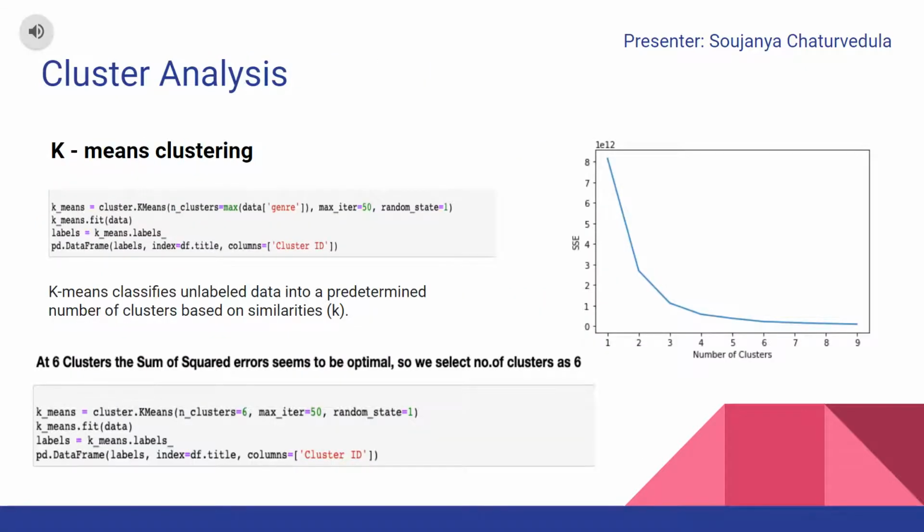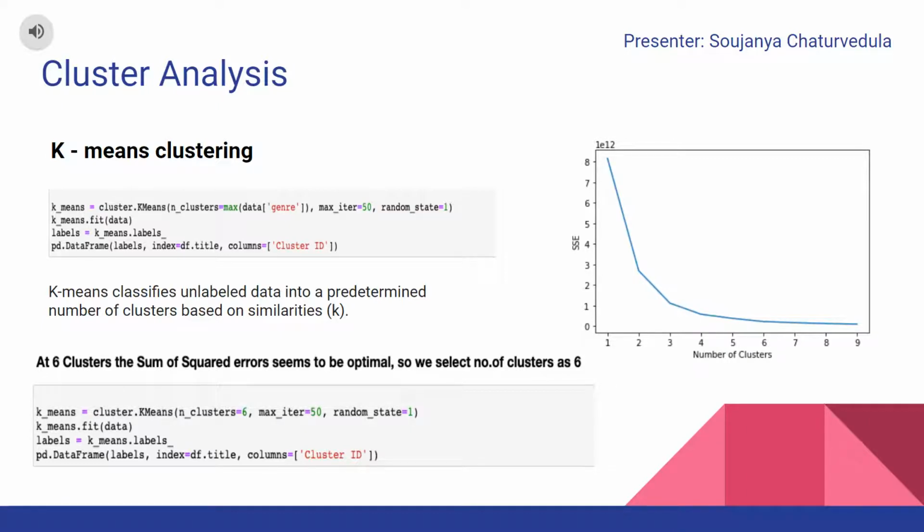Cluster analysis groups set of objects in such a way that objects in the same group are similar to each other than those in other groups or clusters. So as we have learned different clustering techniques in the class, we have implemented them in our project, starting with k-means clustering, which classifies unlabeled data into a predetermined number of clusters based on the similarities.